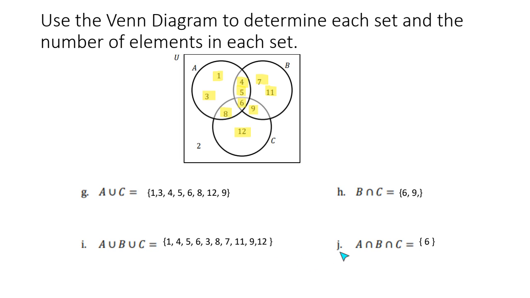And then the last one, letter J, is A intersected with B, intersected with C. And so for that one, it's what do they all have in common? So the thing they have in common is this little part here. So that's going to be 6. Okay.